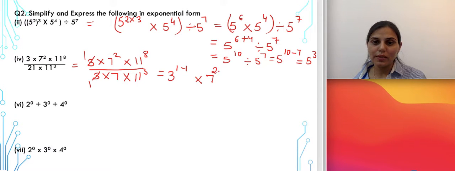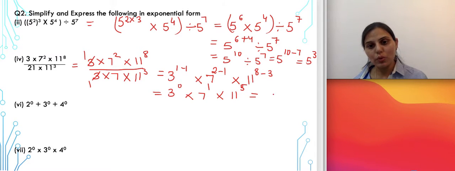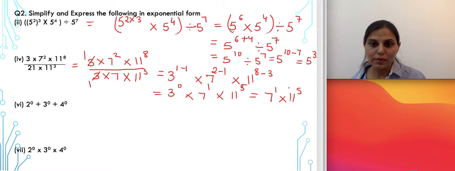subtracted. So this can be written as 7 raised to power 2 minus 1 multiplied by 11 raised to the power 8 minus 3. Or we can write this as 3 raised to the power 0 multiplied by 7 raised to the power 1 multiplied by 11 raised to the power 5. So in this case also you need to leave the answer in exponential form. One more step we can add here is 3 raised to power 0. Like we said, anything raised to the power 0 is 1. So we can write the answer as 7 raised to the power 1 multiplied by 11 raised to the power 5. This represents your answer.